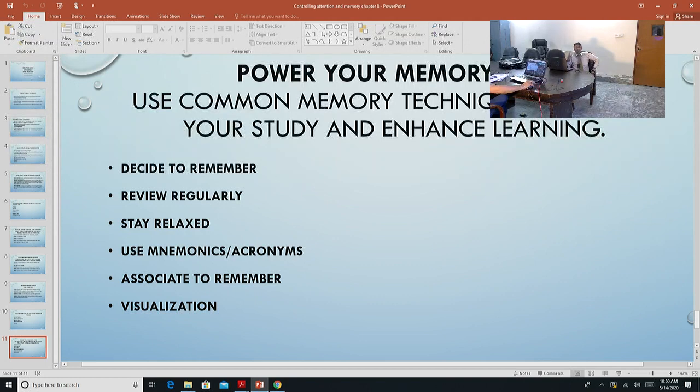And if you can retain it, you can recall it, and you can do well in your papers. So then we have talked about some other tips as well, like deciding to remember, reviewing regularly, staying relaxed, using mnemonics or acronyms, associating to remember, and visualizing.